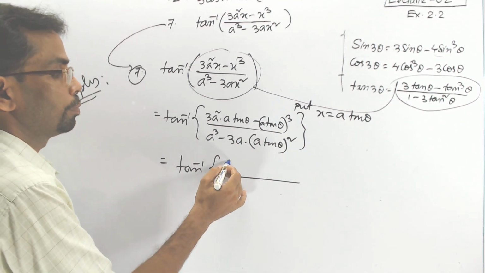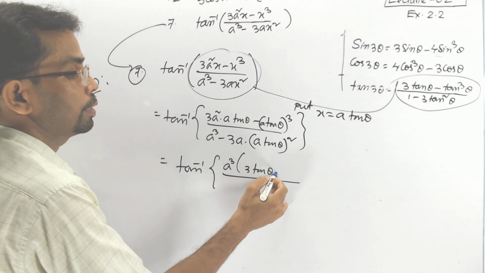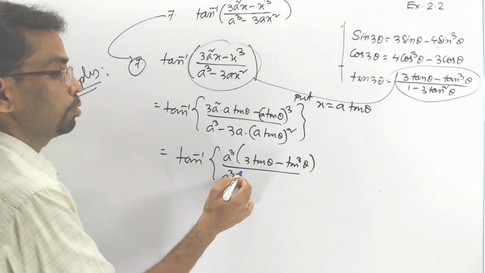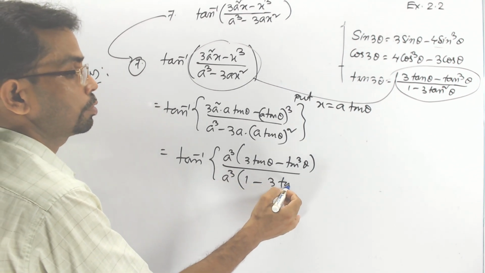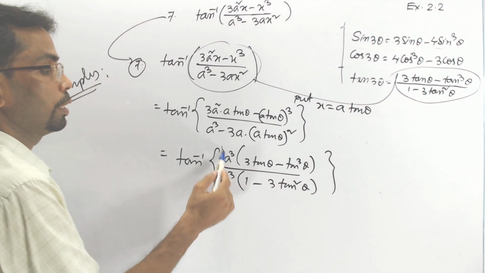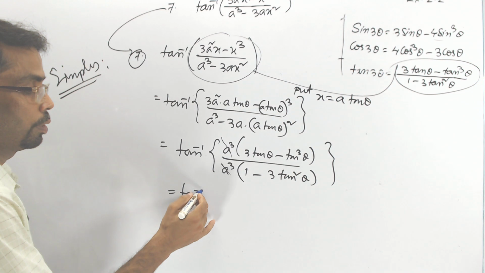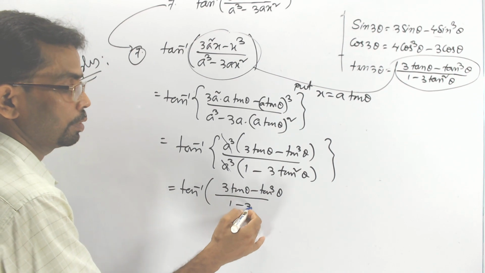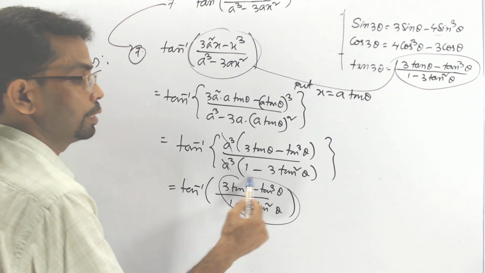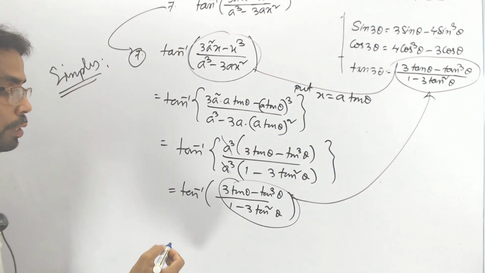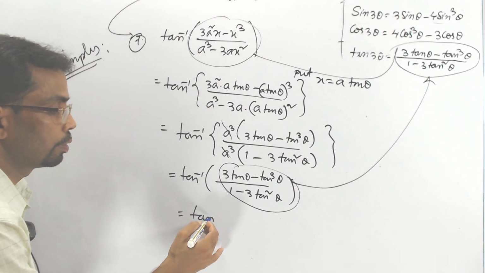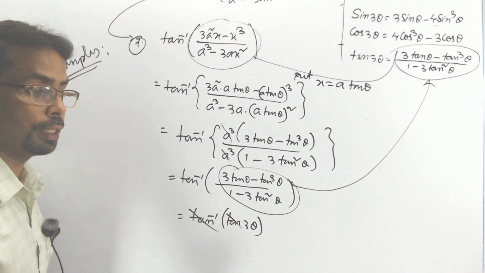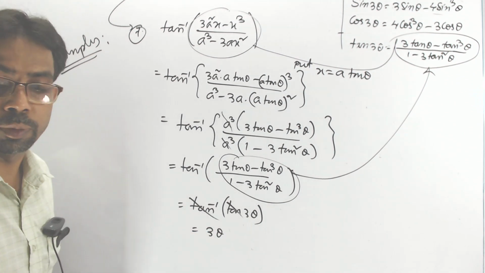Then a cube is common. Remaining 3 tan theta minus a cube taken common, so only remaining 10 cube theta. Here also a cube is common, 1 minus 3 tan square theta. And then a cube is getting cancelled, remaining 10 inverse 3 tan theta minus 10 cube theta by 1 minus 3 tan square theta. And this is the identity, you see the right hand side, which is the identity of tan 3 theta. So this can be written as tan inverse tan 3 theta. Then tan inverse tan cancel, remaining only 3 theta, and then we must remove theta.